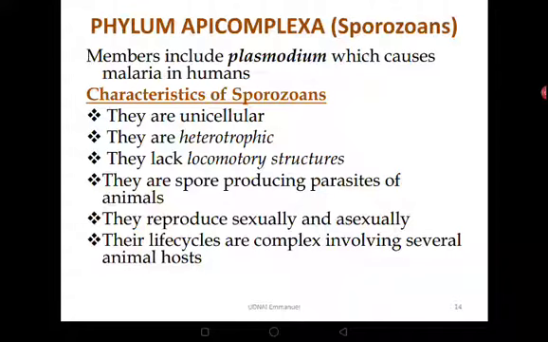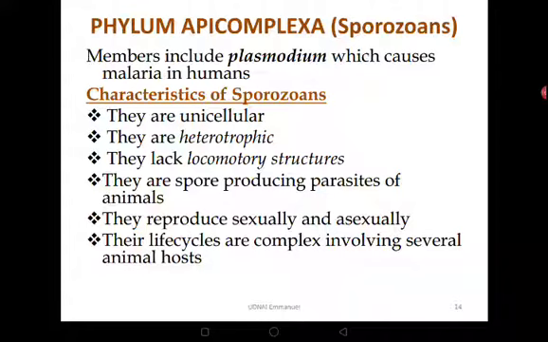They are unicellular, meaning they are made up of one cell. They are heterotrophic, meaning they get food from other organisms, so they cannot carry out photosynthesis like a euglena. They cannot carry out chemosynthesis like other bacteria, so they get food from other organisms. And most of them are parasites.